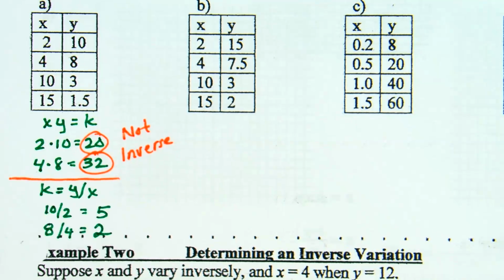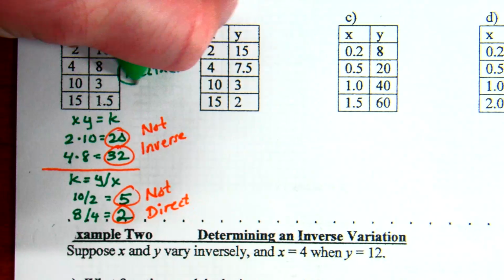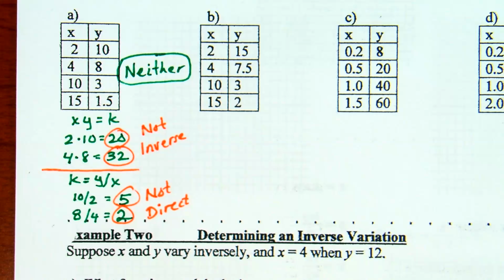Okay, what's the next set? 8 divided by 4. And what's 8 divided by 4? Do I need to keep going? No. What do I know right now since 5 and 2 are not the same? Okay, it's not direct variation. If it's not inverse variation and it's not direct variation, then it is neither. And that would be your official answer on this problem, is that it is neither. If it's neither, we can't find a k value, we can't write an equation, we're done right there.